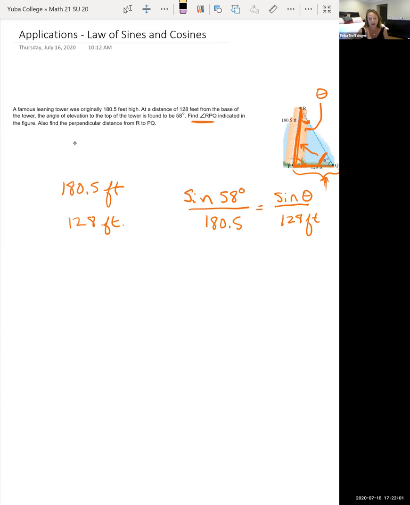We can find out what theta is by multiplying both sides by 128 feet and then taking the sine inverse of both sides. So we have 128 sine of 58 degrees all over 180.5 equals sine of theta. So theta is going to equal the sine inverse of this.